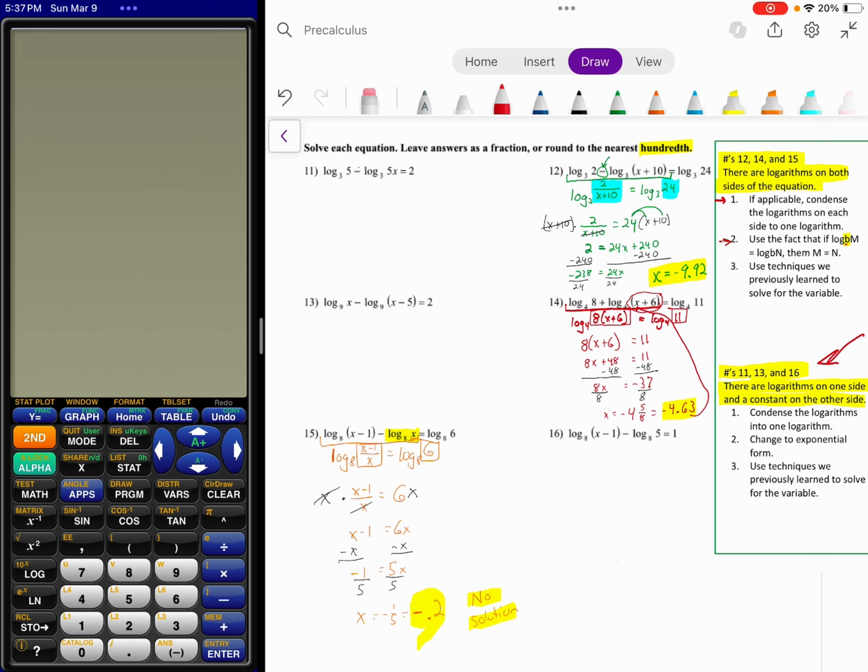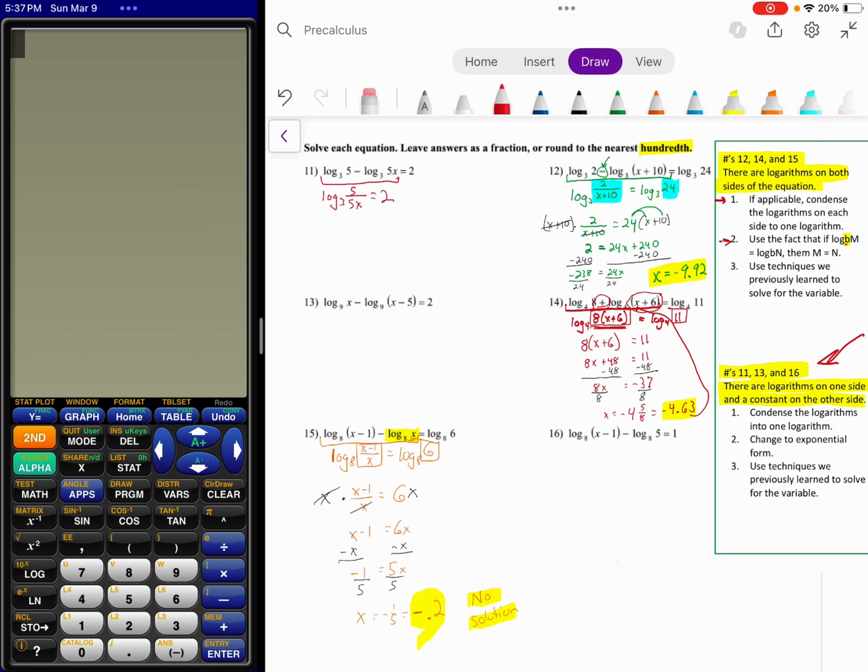But on the quiz, you might have a plus sign here, which is similar to number 14. A plus changes to multiplication. So just throwing that out there. So number 11, we are going to condense this. So this is going to be log base 3 of 5 over 5x equals 2.